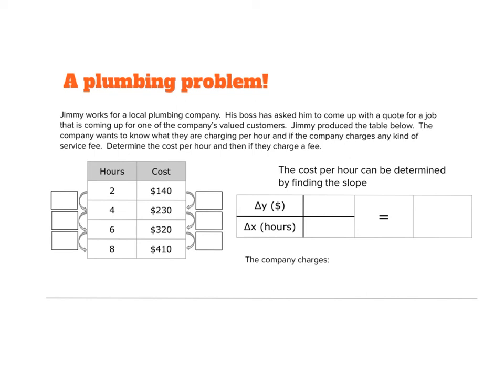So here we have a plumbing problem. It says Jimmy works for a local plumbing company. His boss has asked him to come up with a quote for a job that is coming up for one of the company's valued customers. Jimmy produces the table below. So this is our quote right here.